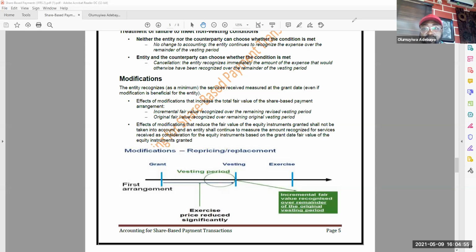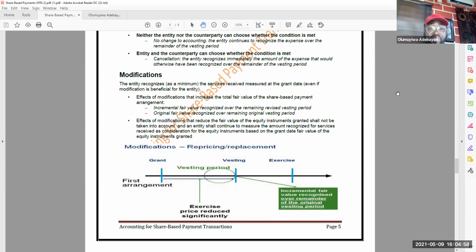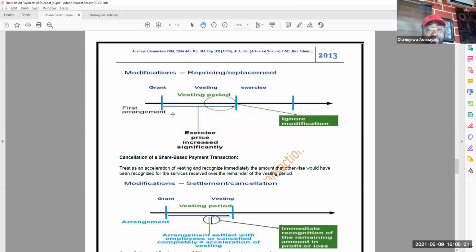Okay, the next thing we also look at before we look at the illustration is this. Now, if the modification is such that it reduces the value, what you should do is to what? Ignore the modification as if there was no modification for the purpose of accounting. And this is in tandem with prudence rules so that employers will not be using such to distort the flow of the financial statements. Now, on that premise, I'm going to give you a question that we will solve collectively.